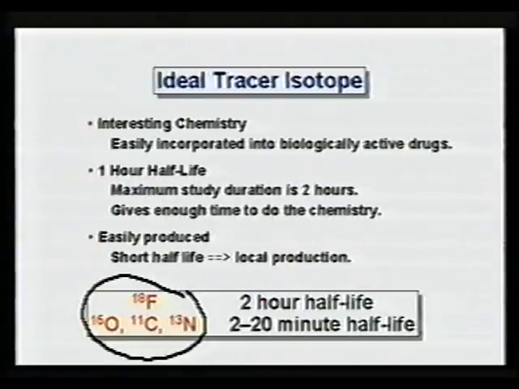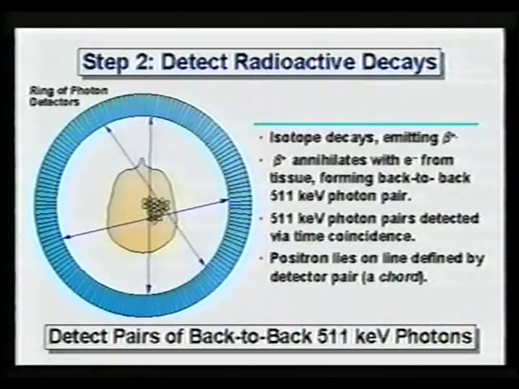Of these, fluorine-18 tends to be the most common one. It's often substituted for hydrogen. We also have isotopic substitutions for oxygen, carbon, and nitrogen. And basically, with this in your armamentarium, there are very, very few biologically active compounds that you can't label with a positron emitter. Okay, step 2 is after the drug has concentrated, the radioisotope decays, emitting a positron.